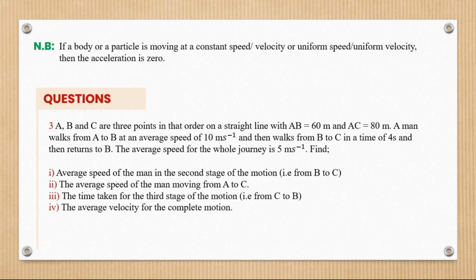And then the time taken for the third stage of the motion, that is from C to B. The average velocity for the complete motion is part 4. That's what they want in part 4. So let's see how to solve this, but let's start with part 1, the average speed of the man in the second stage of the motion. Alright, so in this case we have to first look at what has been given.